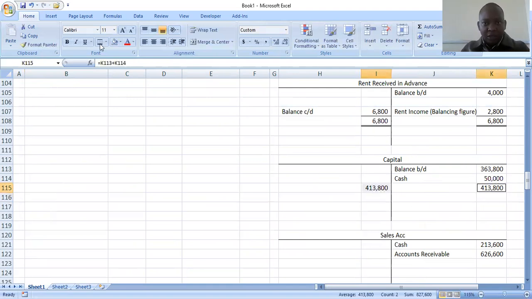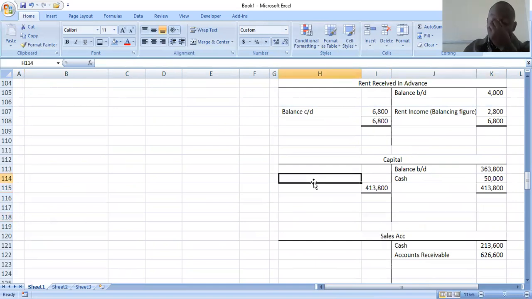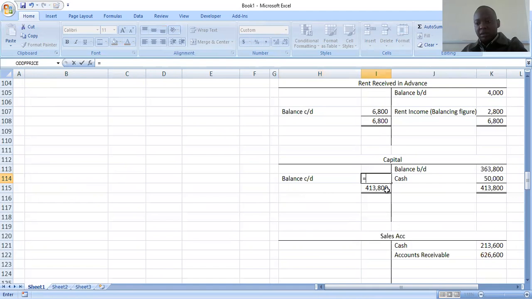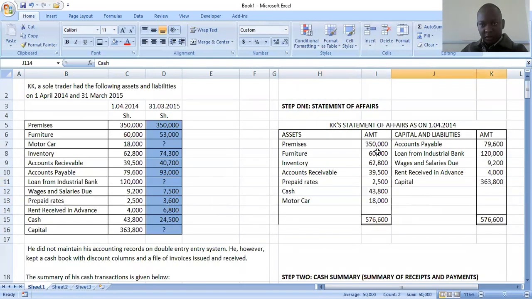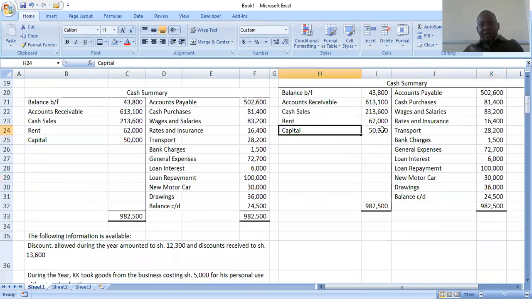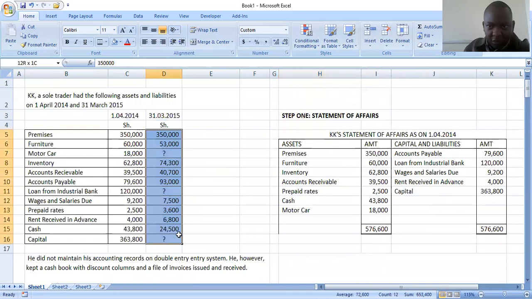So I know you know how to balance off accounts. So capital, basically this has increased. The balance of capital, balance carried down is 413,800. So it increased from 363 to 413,800 via money that was brought in as shown in the cash summary. So it means that KK brought in capital of 50,000 shillings. So that is it from the balances shown in the question.